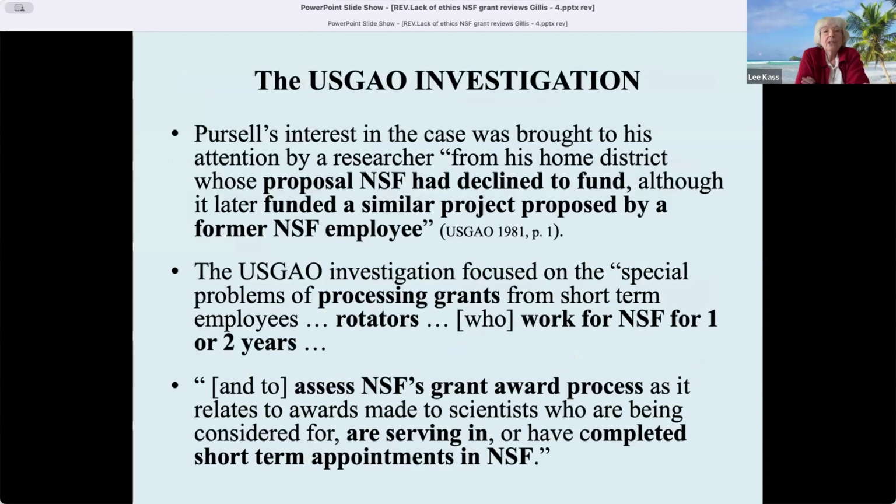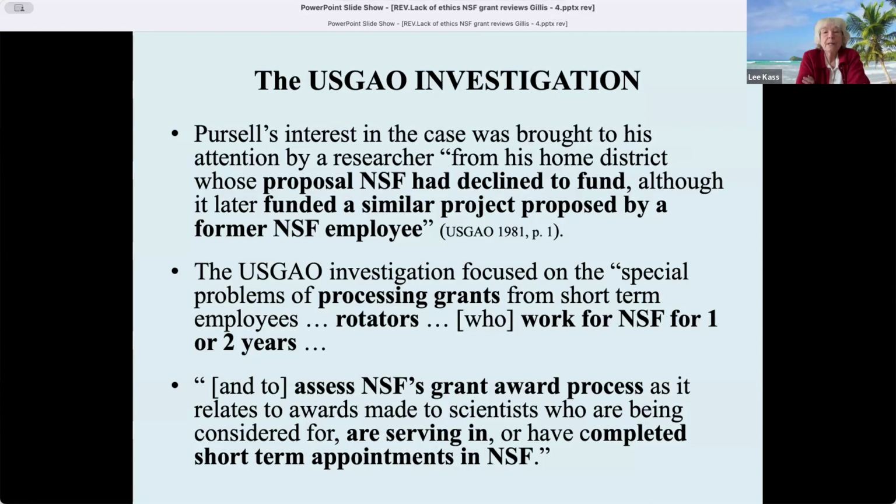The investigation, as summarized here: Purcell's interest in the case was brought to his attention by a researcher, unnamed in the report, from his home district, whose proposal NSF had declined to fund, although it later funded a similar project proposed by a former National Science Foundation employee.